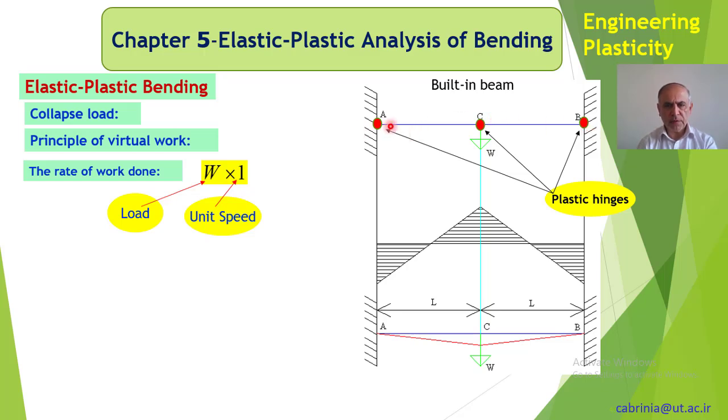So here we assume that the members AC and CB act as a mechanism like that. AC moves down to here and BC moves down to here. Obviously this is not true. That's why we call it virtual, not real. It doesn't happen in real life. We just assume that it happens. That's why we call it virtual.